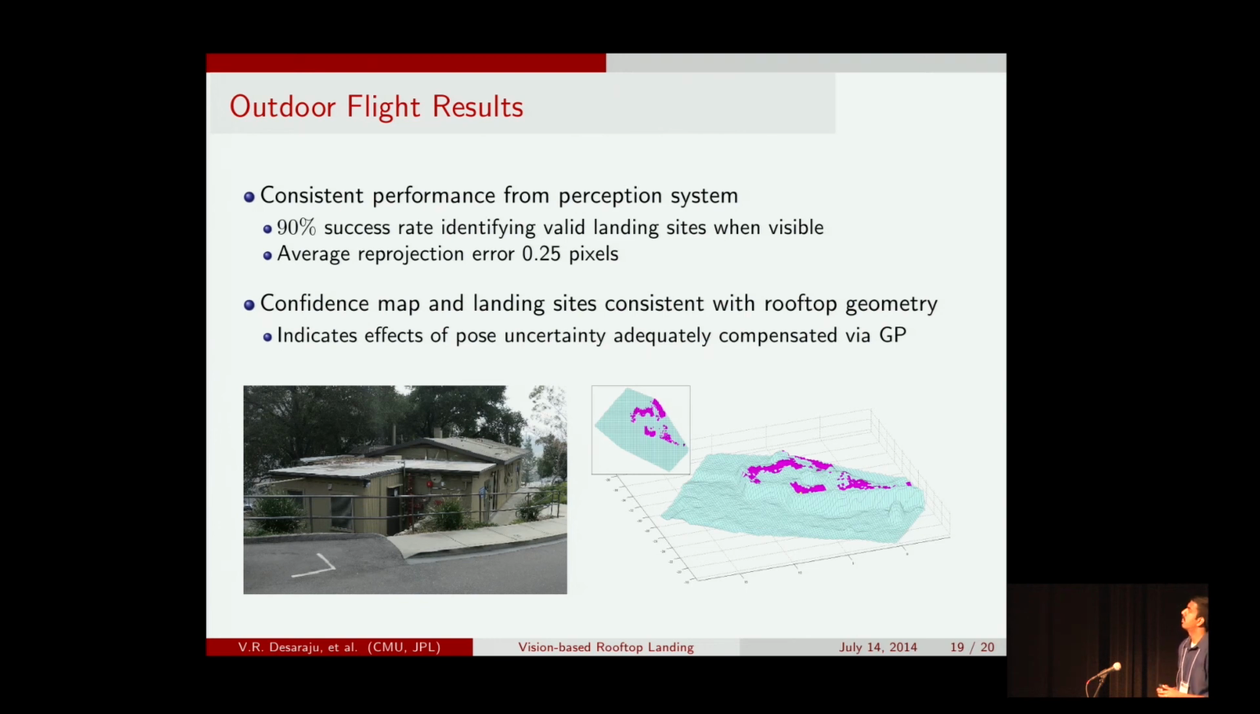So these outdoor flight test results demonstrate that our perception system is actually able to work just as consistently as we've seen indoors. So we again had a 90% success rate on detecting valid landing sites when the rooftop was in view, and also had a comparable reprojection error. Looking at the confidence map and the landing sites we detect, we also can see that this is consistent with the actual geometry of the rooftop. So you can see here there's a fairly large empty section, blue section, which corresponds to the cluttered part of the rooftop out here. And so this illustrates that any effects that pose uncertainty may have had, for example, has been adequately compensated for by the GP.